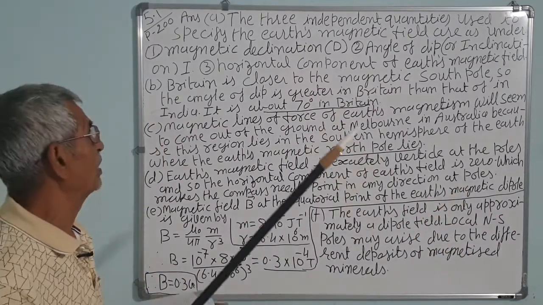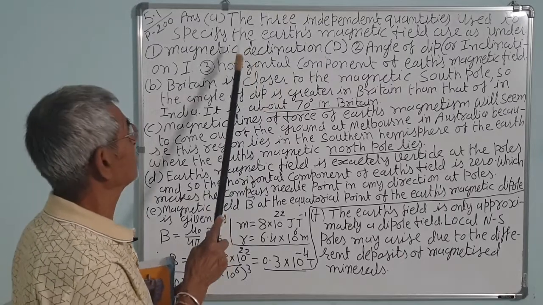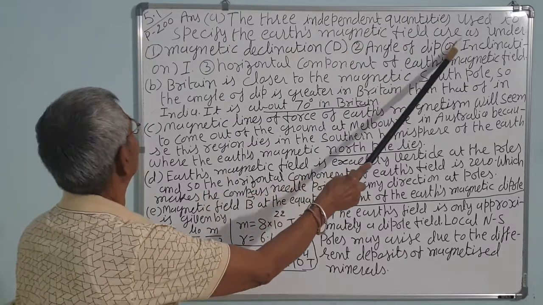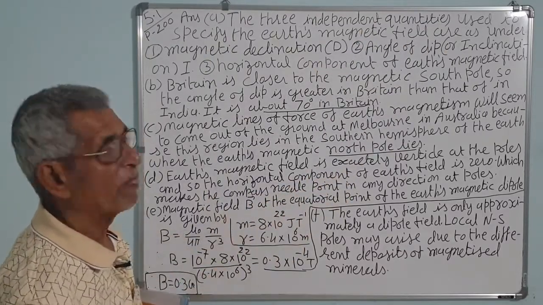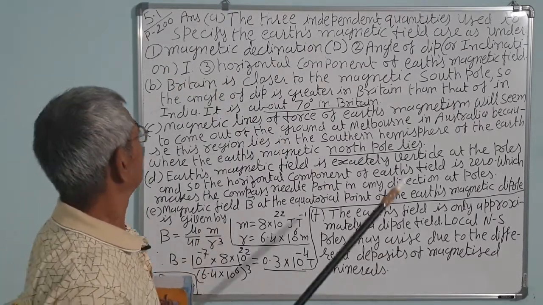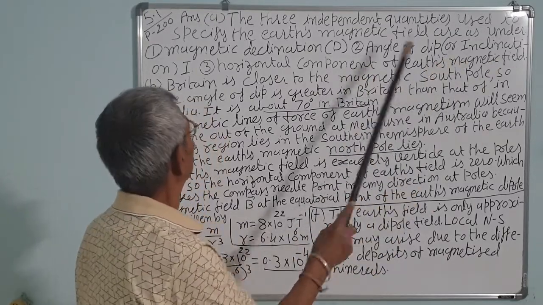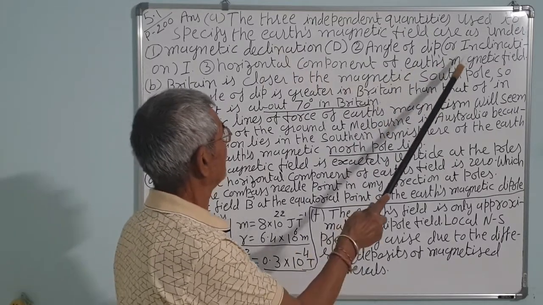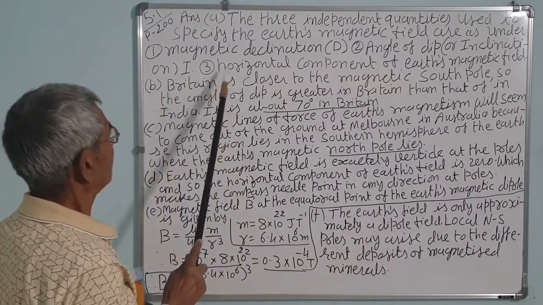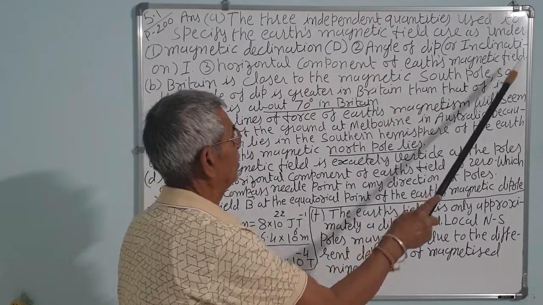These are also called the earth elements of the earth's magnetic field. So, what are the three elements of the earth's magnetic field? To know the complete details of earth magnetism, there are three independent quantities used to specify the earth's magnetic field. They are as under. Number 1, magnetic declination, D. Number 2, angle of dip or inclination. Remember, inclination is not declination, correct? Dip is inclination, it is symbolized by I. And number 3, the horizontal component of the earth's magnetic field, that is H_E.